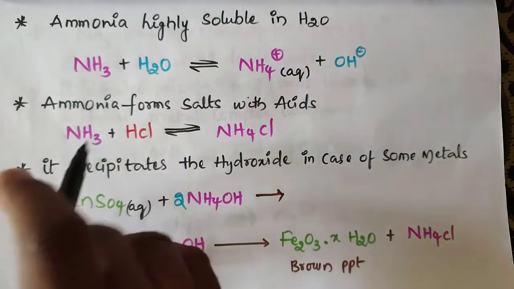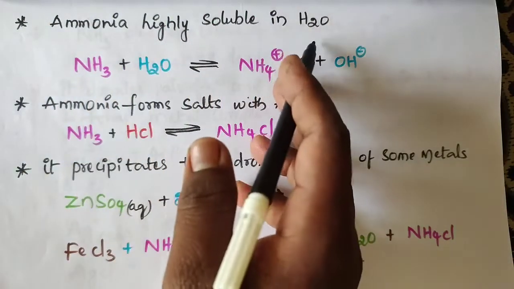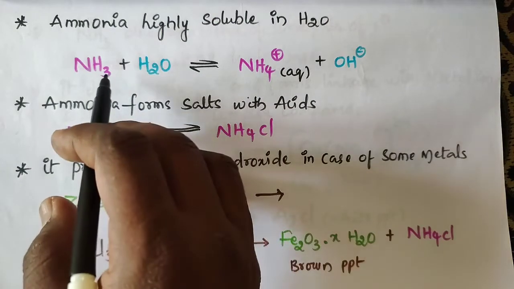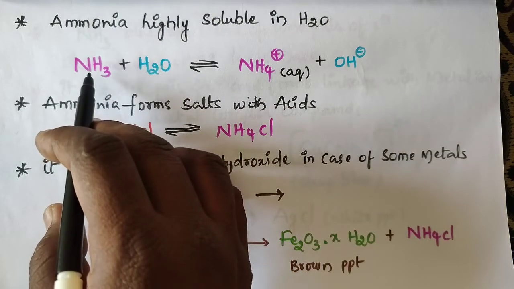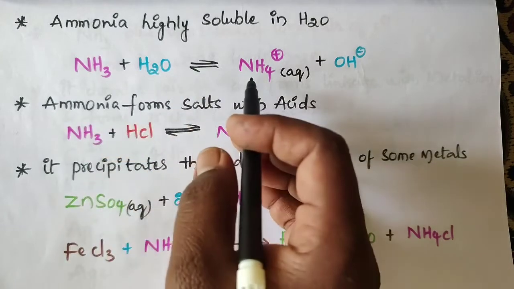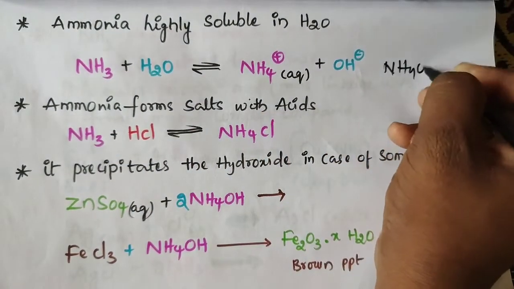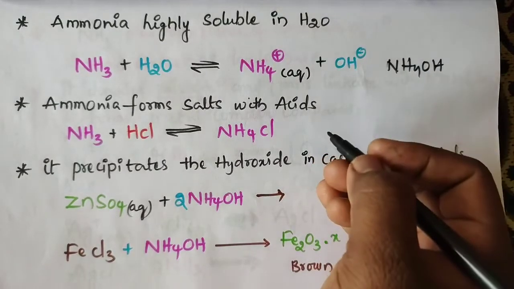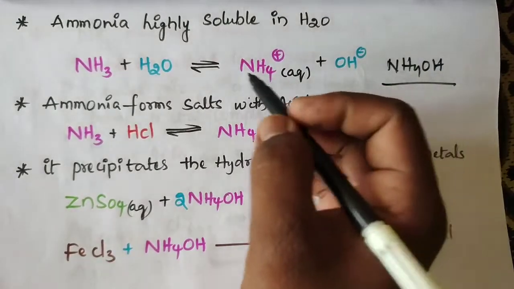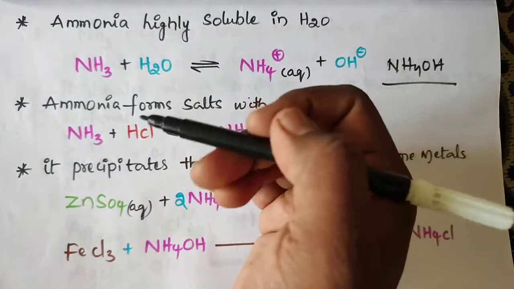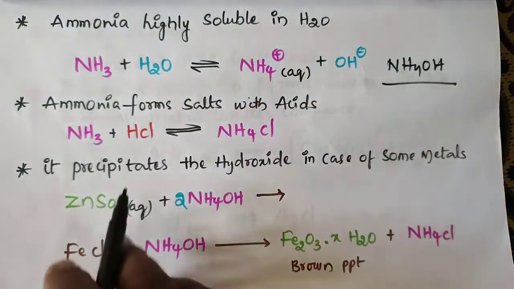Ammonia is highly soluble in water. So ammonia reacts with H2O, and we get NH4+ and OH-, that means NH4OH, ammonium hydroxide, is formed. Why is ammonia highly soluble in water? Because it forms hydrogen bonds.